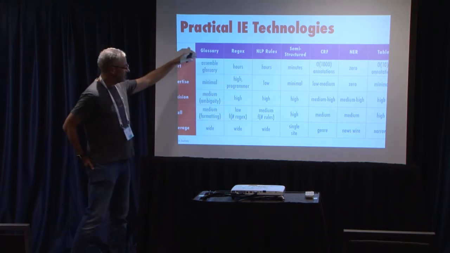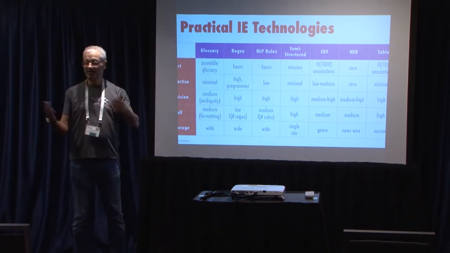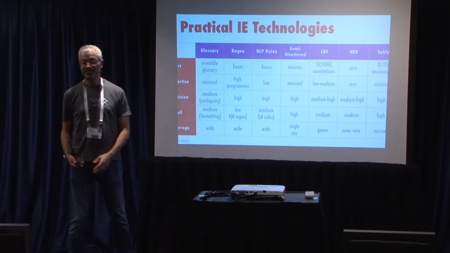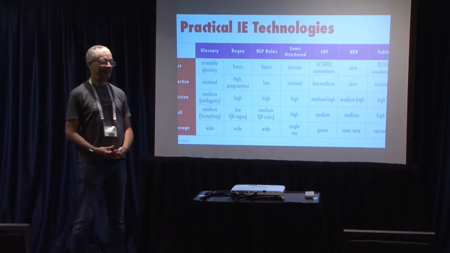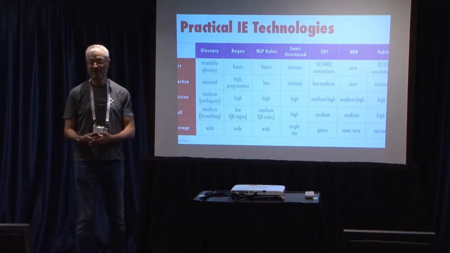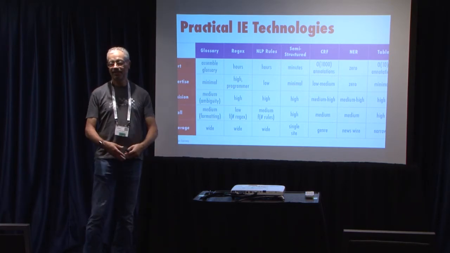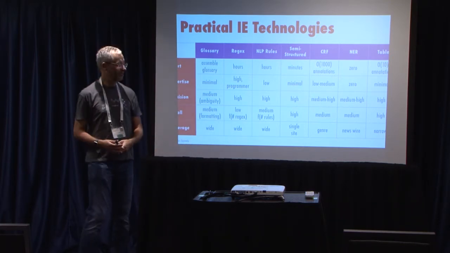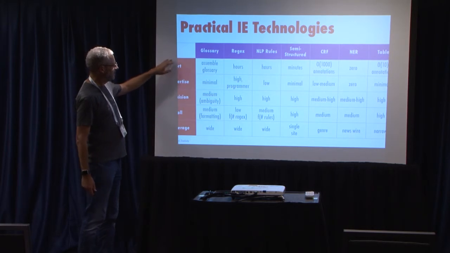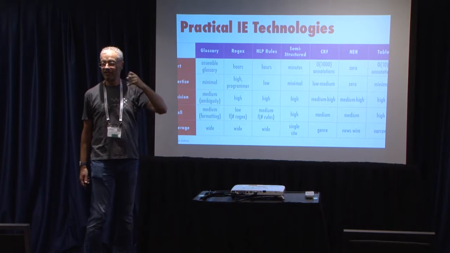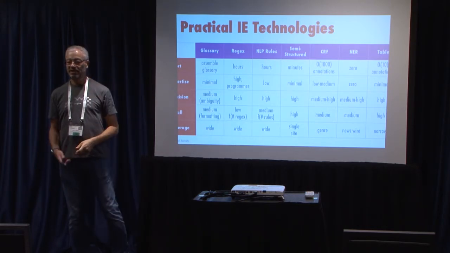So glossaries. Just think of a glossary as just a list of terms. And so this is your easiest extractor. You just figure out a way to come up with a good list of terms, and then you just run all the text through it. So the effort in assembling a glossary is not necessarily trivial.